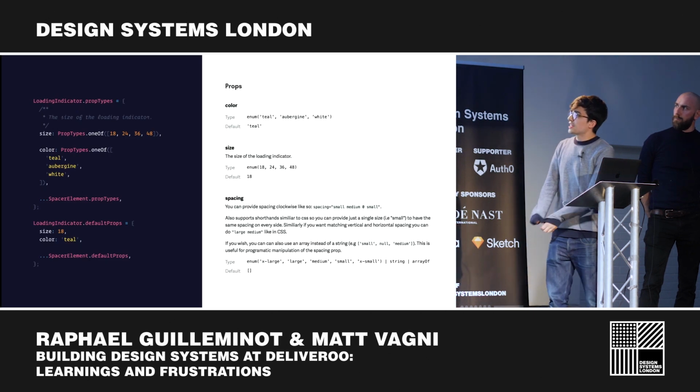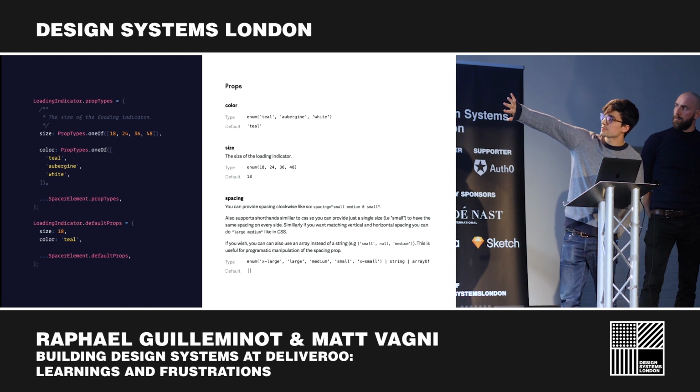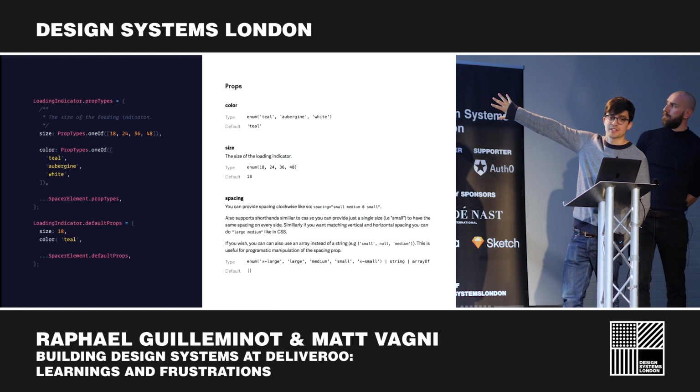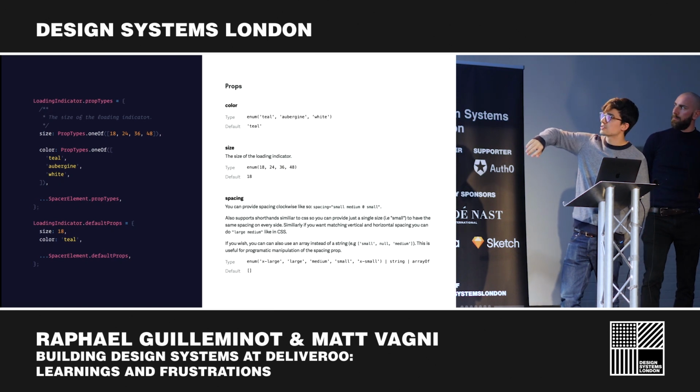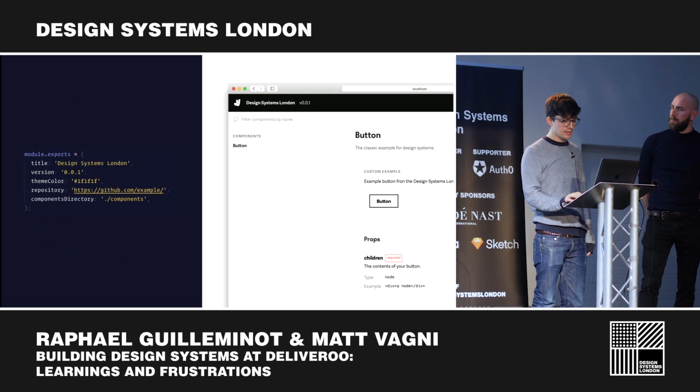Then there's the whole documentation side. So at Deliveroo, if you on the left write those prop types for a component, it will automatically generate the documentation on the right. And this is to essentially help good documentation come about by default. And we just use React DocGen for this, so we haven't invented anything.